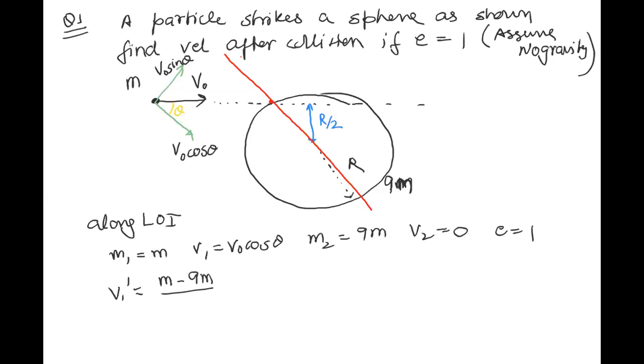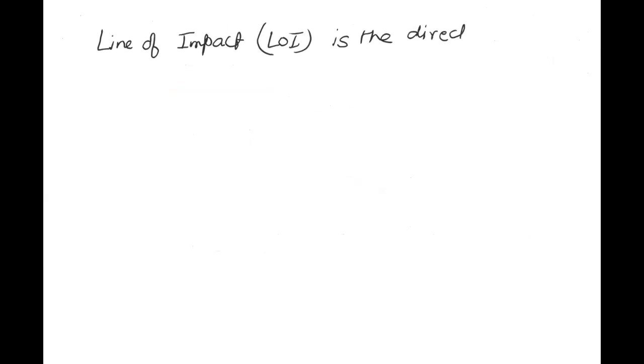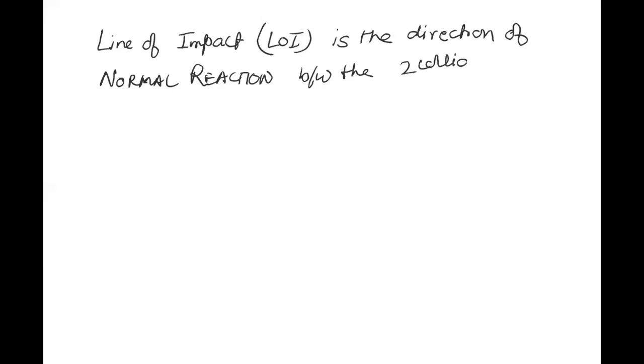Line of impact, Pratiksha, is the normal reaction between the two colliding objects. Line of impact is the direction of normal reaction between the two colliding objects.